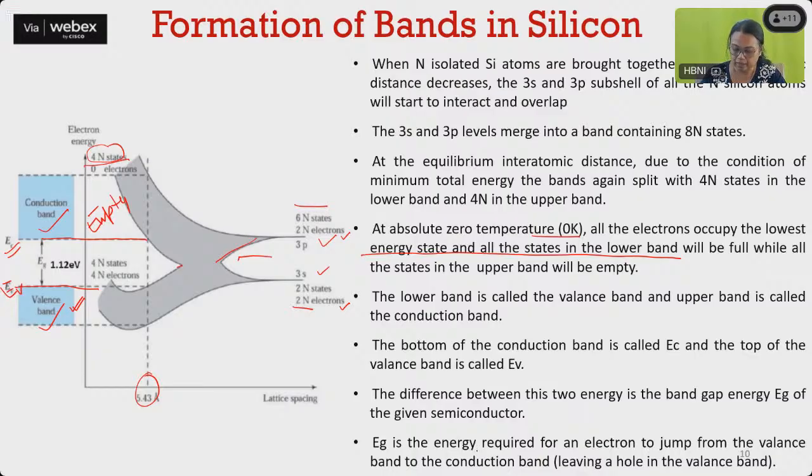And Eg is the energy required for an electron to jump from the valency band to the conduction band. All the electrons are there in the valency band, so if we give this much energy to any electron sitting in the valency band, it will go to the conduction band. So this is the formation of bands in silicon: how we get the valency band, how we get the conduction band, and how, when we give energy to the electron, it jumps from the valency band to the conduction band, and as the name suggests, it will start conducting.